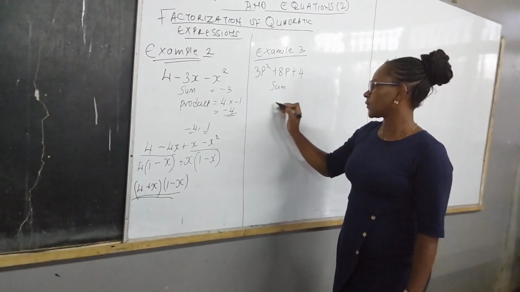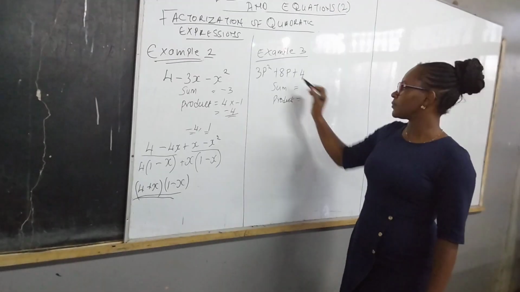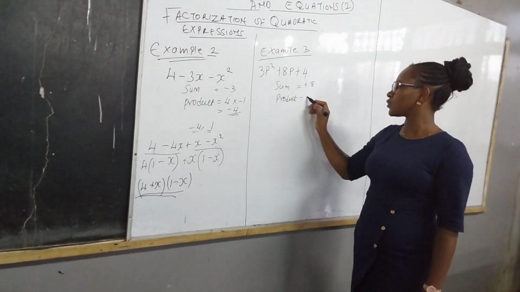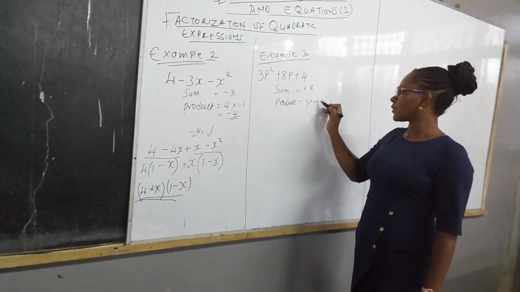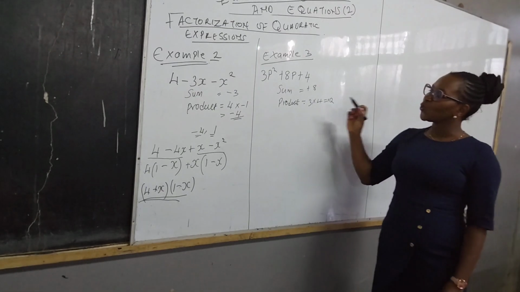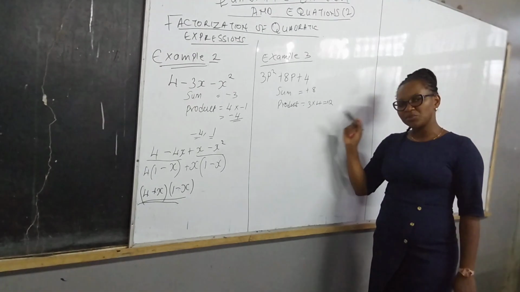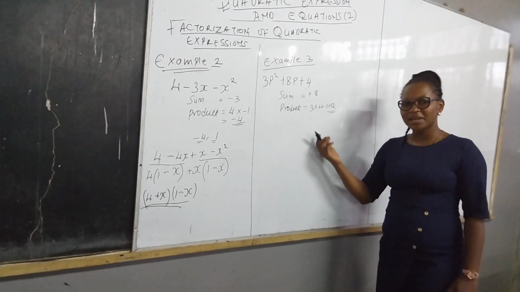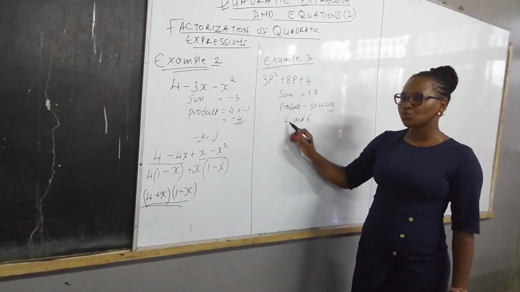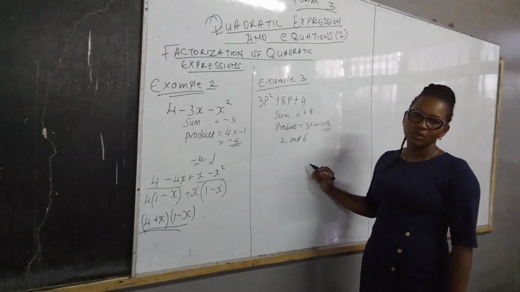Sum, product. The sum will be positive 8. The product will be 3 times 4, and the answer will be positive 12. Then we ask ourselves, which are those two numbers that when we add them we get 8, and that when we multiply the same numbers we get 12? And those numbers are 2 and 6. If we say 2 plus 6 we get 8, and 2 times 6 we get positive 12.